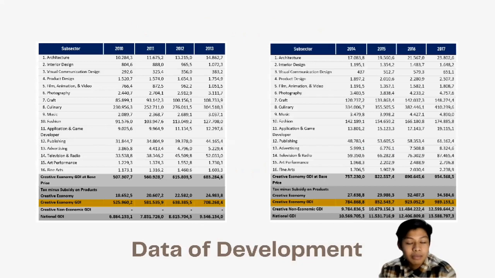This is the table of gross domestic income, or GDI, for economic creative from 2010 to 2007. It can be seen in the yellow table, there is an increase in GDI every year.